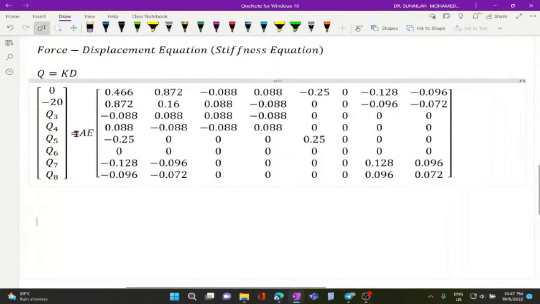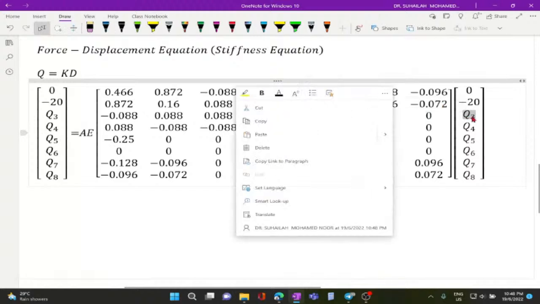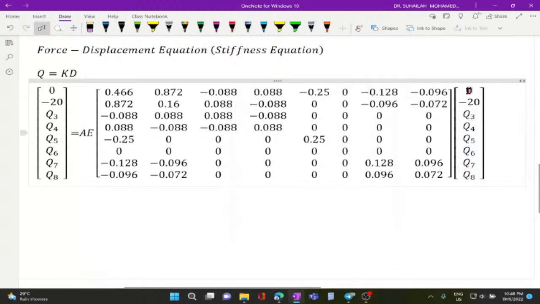Okay, so this is Q, K, and D. So what about D? I copy this first because I want to copy the format. So this will be D1 and D2, because D1 and D2 will be the unknown displacement. Okay, this will be D1 and D2. This is 1. This is D.